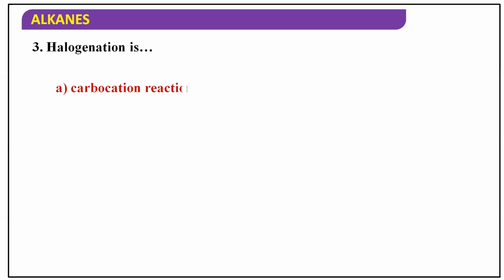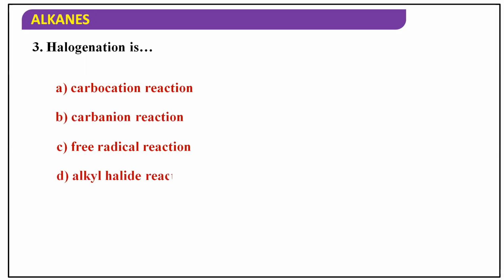Halogenation, what is halogenation? Halogen has to be added. Already we discussed what type of reaction it is. We discussed in the beginning itself that it is a free radical reaction. This halogenation is a free radical reaction. So option C will be the correct option.